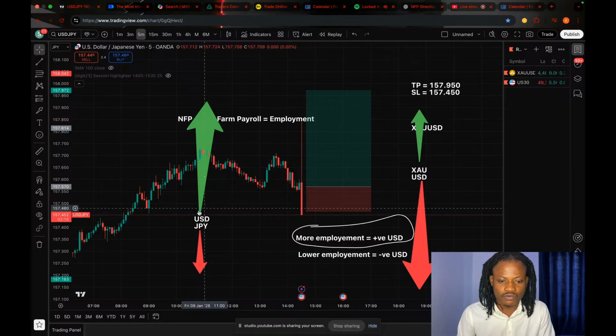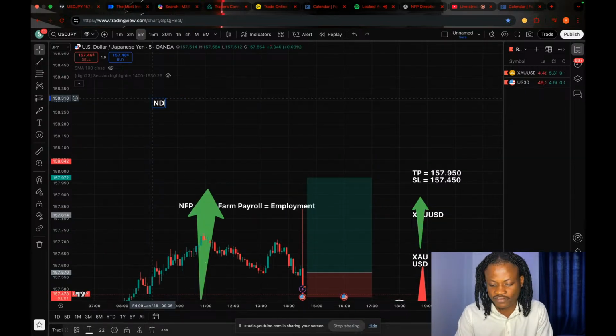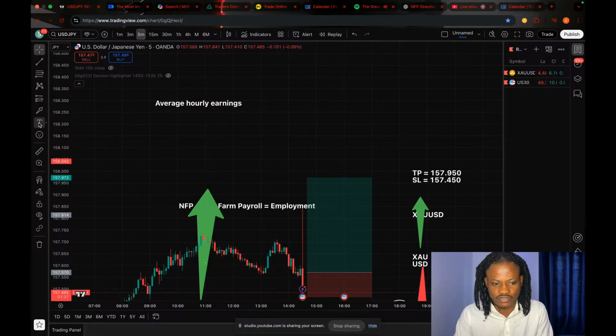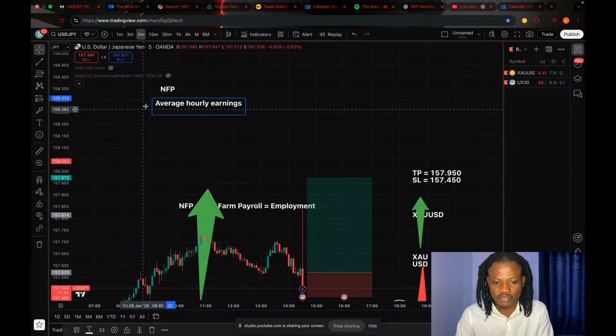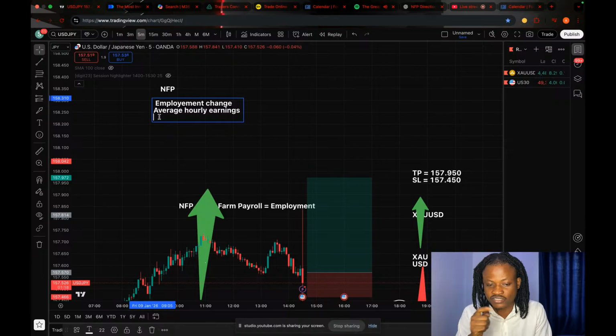So average hourly earnings. NFP consists of three metrics. We got our prediction correct and we made money. It consists of average hourly earnings, then the unemployment rate, and the most important of all of them, employment change. Employment change is the one that influences the market the most. Average hourly earnings also influences the market very well. Then we have the unemployment rate.